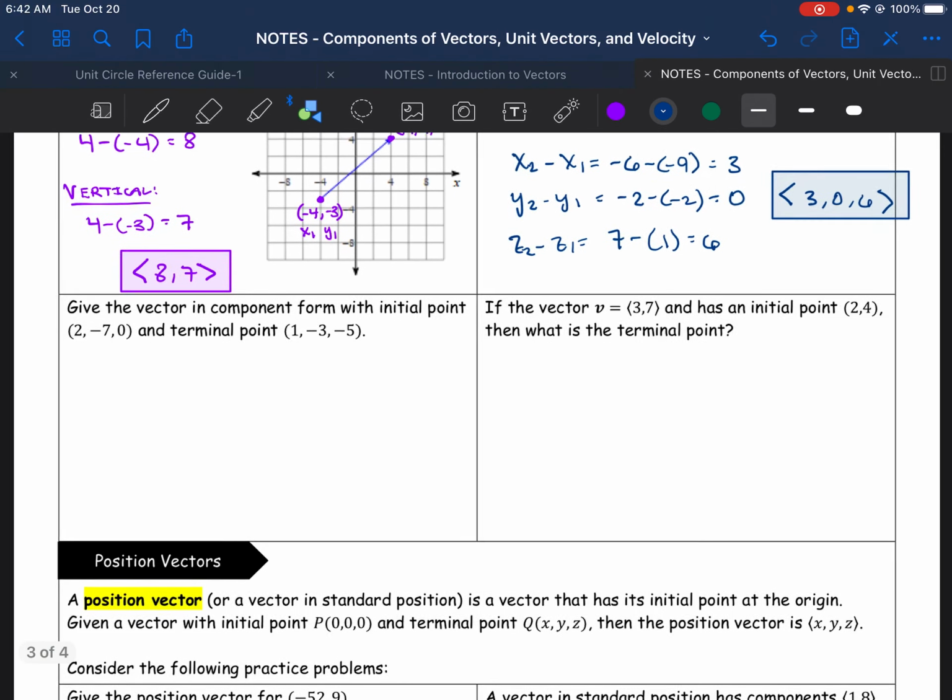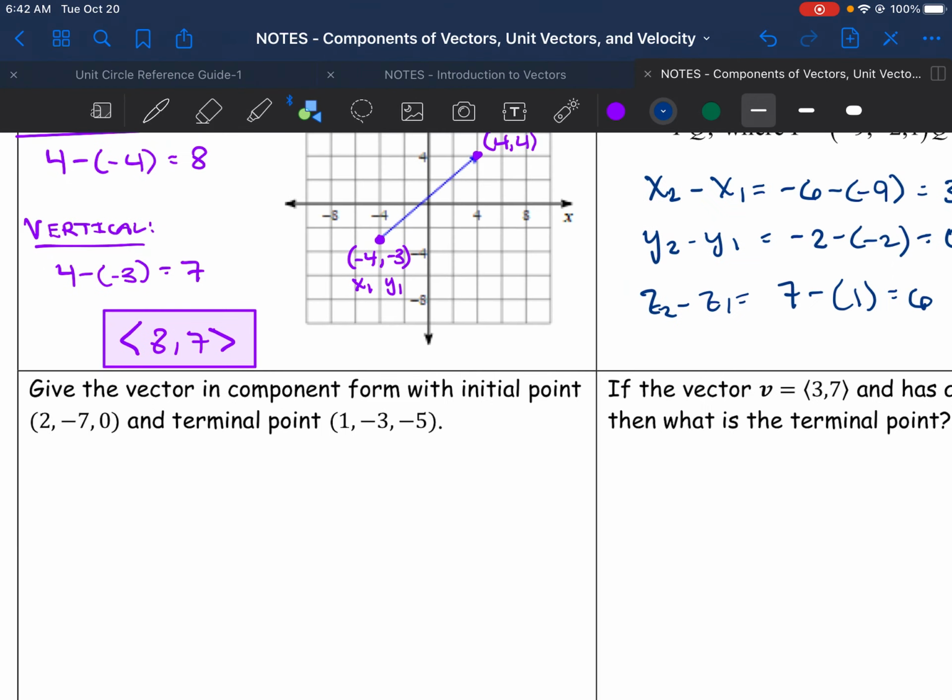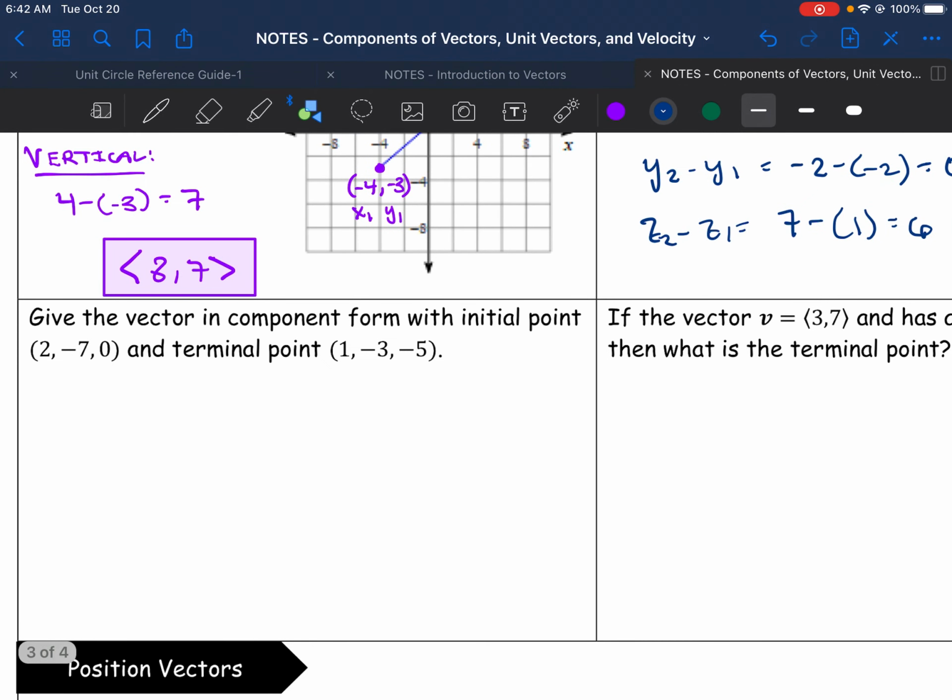Awesome. Let's try another one. So we want to give the vector in component form with initial point 2, -7, 0, and terminal point 1, -3, and -5. Again, this is going to be a vector in three-dimensional space. Let's go ahead and label our points here.